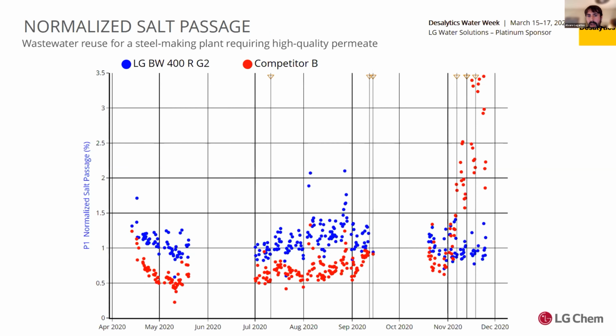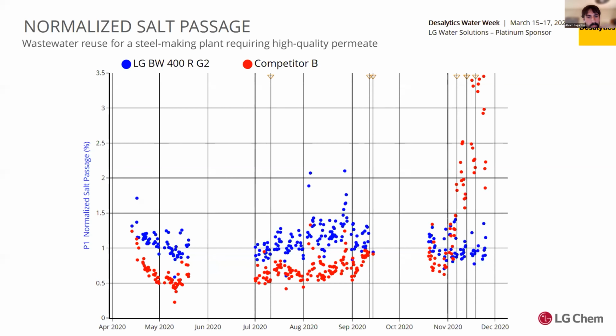As a consequence, this graph shows the normalized salt passage. You can see how our membrane during the whole trial was very stable in terms of the normalized salt passage that it was delivering. You can see how the competitor's membrane was struggling at the end, and the salt passage was increasing exponentially. Remember what I said in the slide before, the number of CIPs.